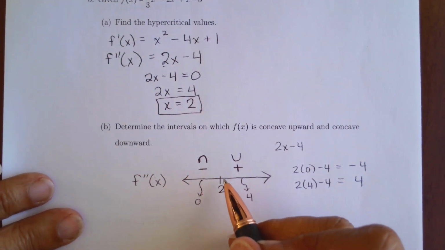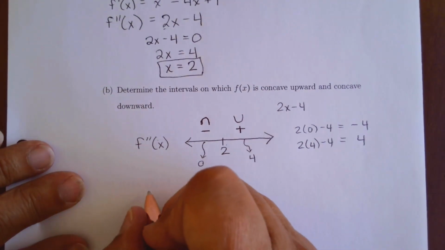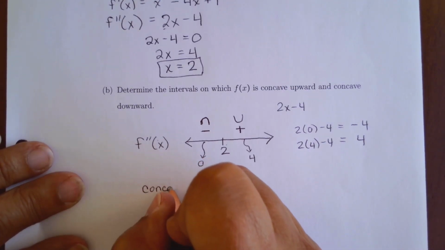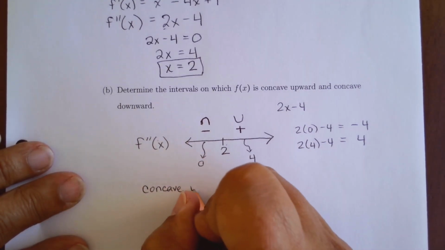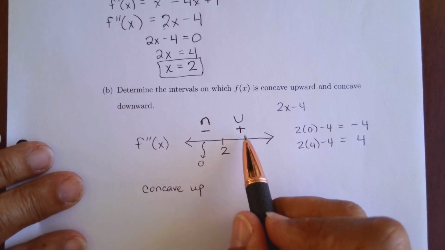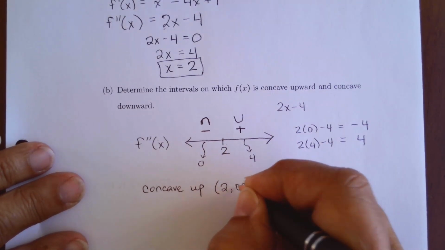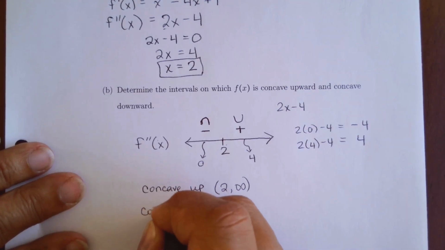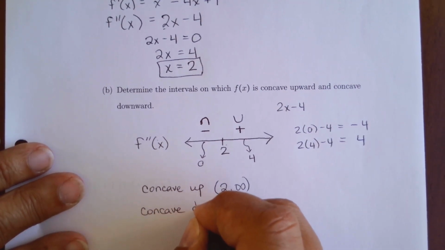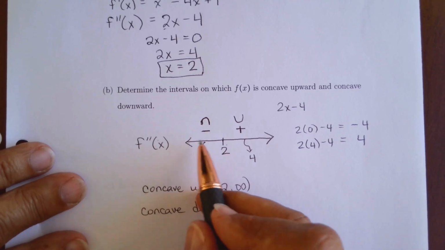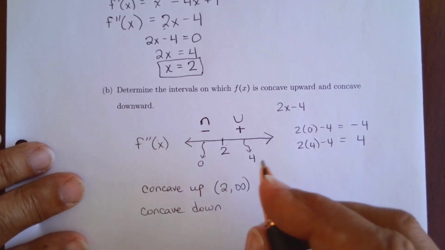All right. So the interval, so where is this thing concave up? Okay, where the plus sign is, so from 2 to infinity. And this is concave down where the negative sign is, so that's from negative infinity to 2.